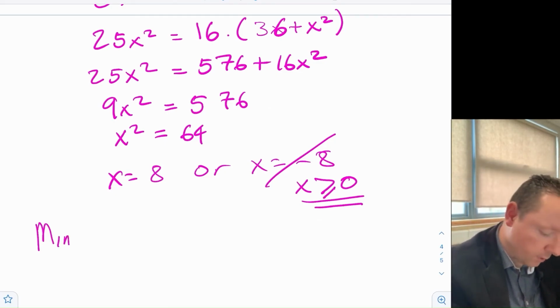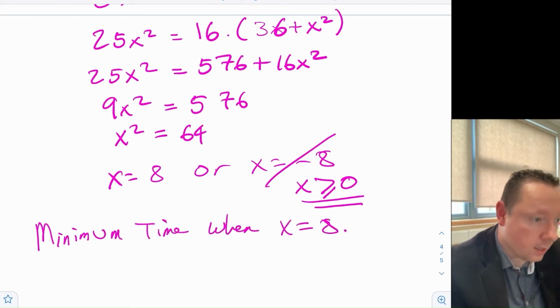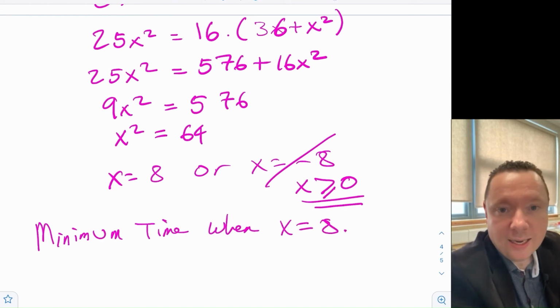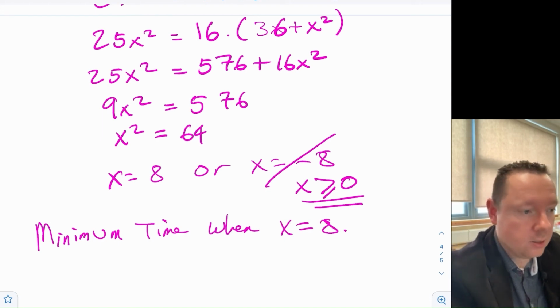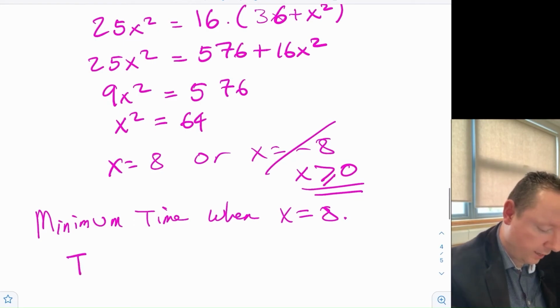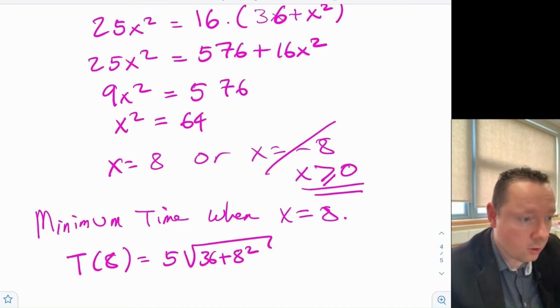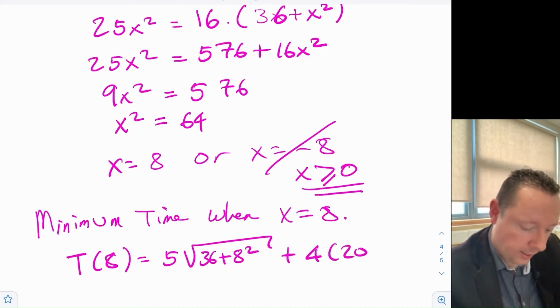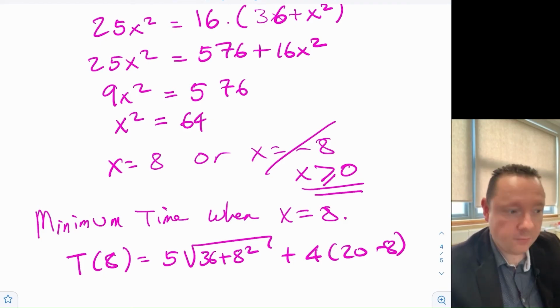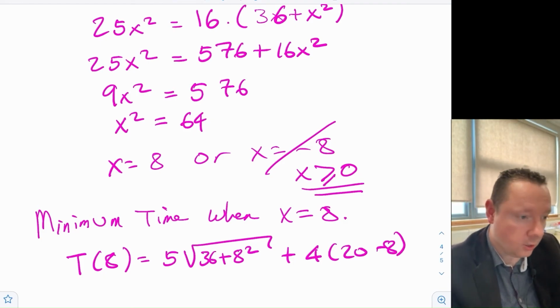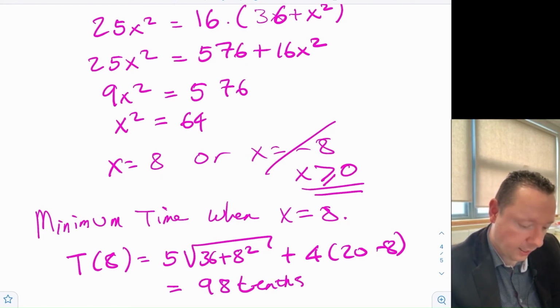So minimum time when x equals 8. We can then substitute that back into our t of x. So remember that would give us t of 8 equals 5 times the square root of 36 plus 8 squared, plus 4 times 20 minus 8. And if you were to work that out using a calculator, you would get 98 tenths of a second.